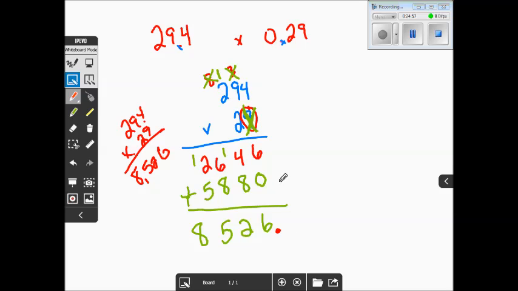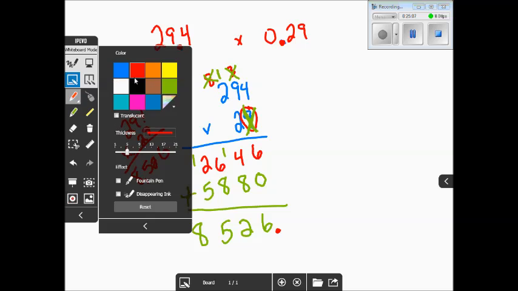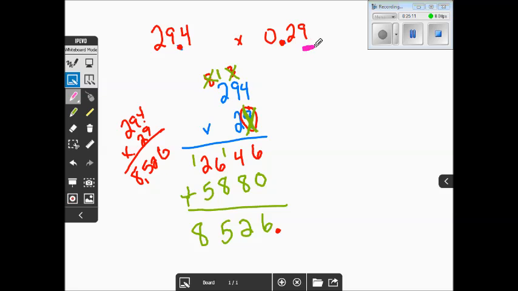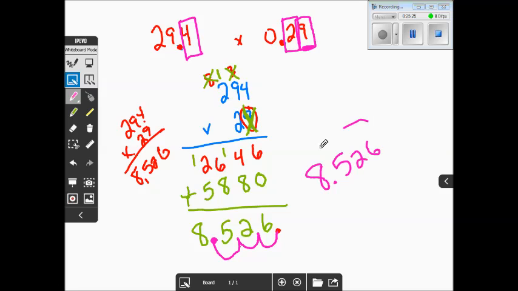But keep in mind, we are not doing 294 times 29. That was just a way for us to set it up. Now we need to realize that it did have decimals. So we've got to go up and count how many numbers we had to the right of the decimal place. I count 1, 2, 3. So that means my decimal needs to move 1, 2, 3. So your answer would be 8.526.